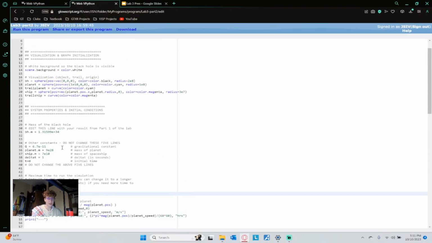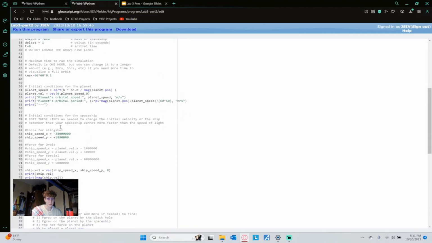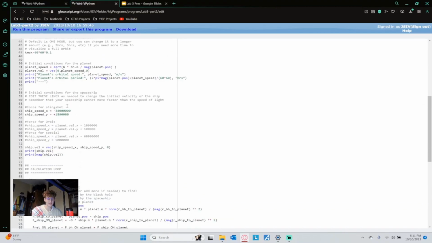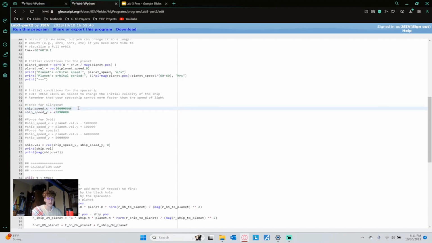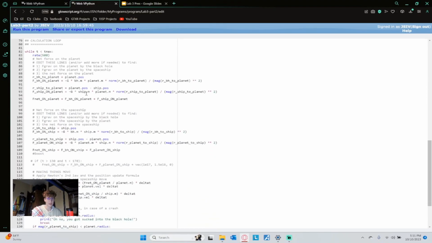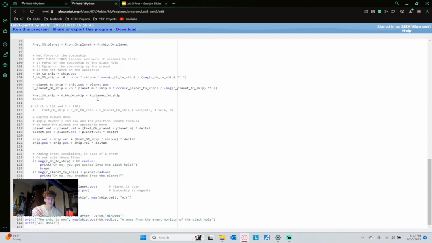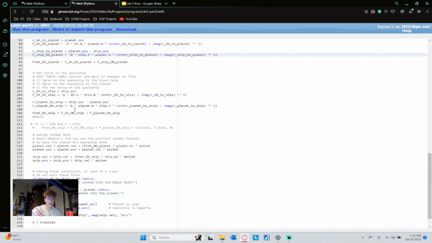For our second program, we have the inputs as constants from the previous simulation. We have our initial speed, which we specified. For this example, we have the initial speed for our slingshot trajectory. Then we have calculating the force on the planet as well as on the ship. We ignore the black hole once again because it's many orders of magnitude greater, and so therefore we're saying it doesn't move. And then we update the position and the velocity of the ship.